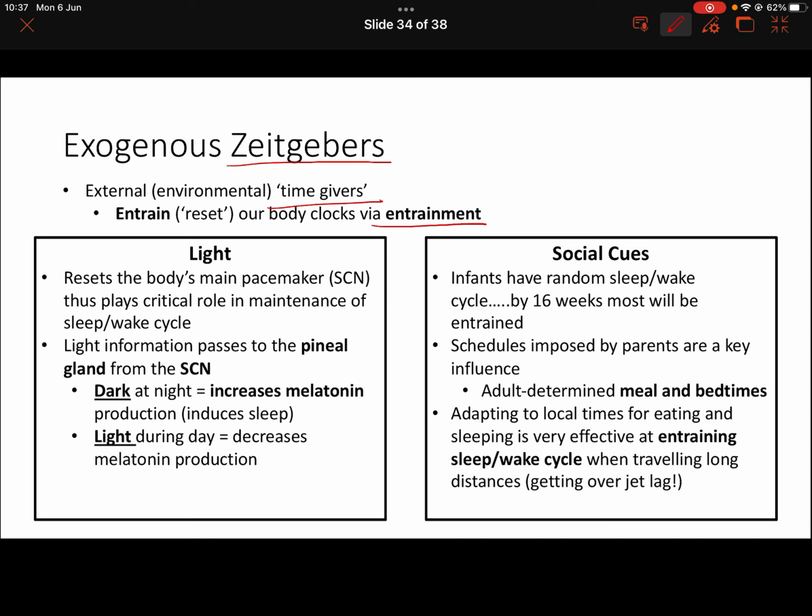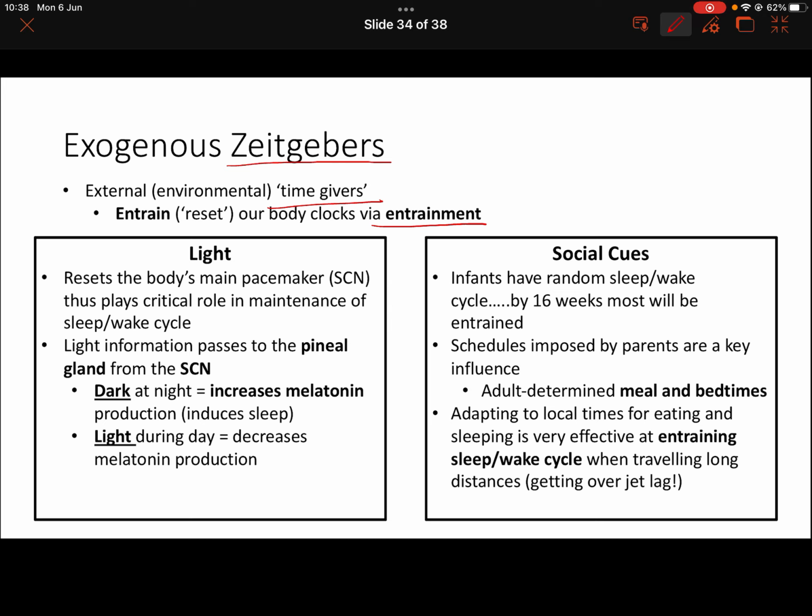So while we've got our endogenous pacemakers that are keeping things ticking along internally, exogenous Zeitgebers help to reset them or keep them in line when our environment changes. And we have seen from Siffre's cave study and other bunker studies that without these external cues, without these exogenous Zeitgebers, the free-running sleep-wake cycle continues to run in a cyclical pattern of around 24-25 hours, but that's then brought into line, i.e. it's entrained with exogenous Zeitgebers.